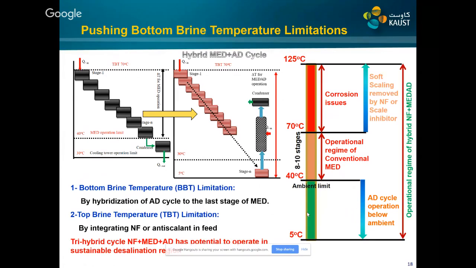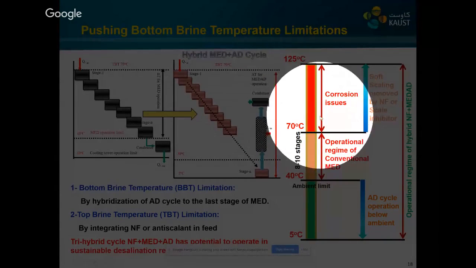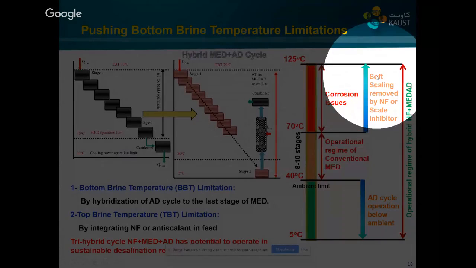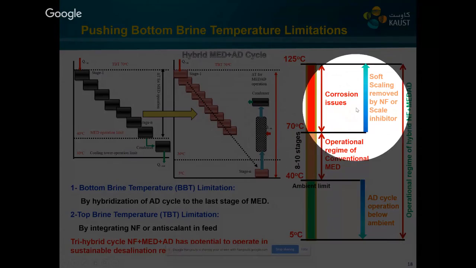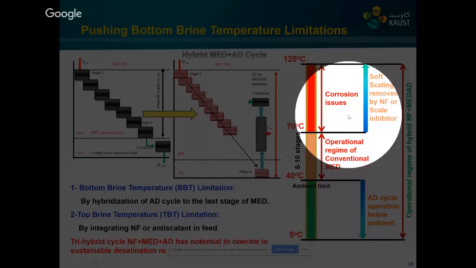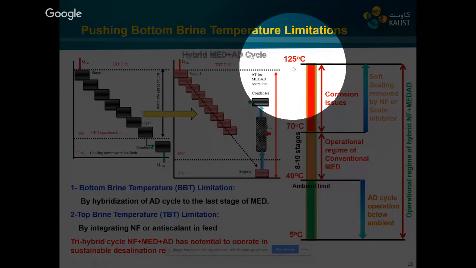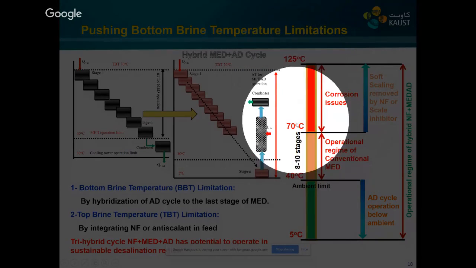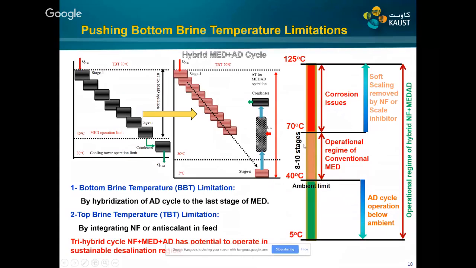And secondly, we also thought about how we can improve the top brine temperature. So there is a solution, and we came up with the solution that if we remove the soft scaling component from the feed, in other words, we do the pre-treatment with nanofiltration, or we use a scale inhibitor like an anti-scalant, we can actually increase the top temperature to 125. So by operating from 125 all the way to 5 degrees centigrade with more than 20 recoveries will be the best cycle in the world to operate for the desalination process.